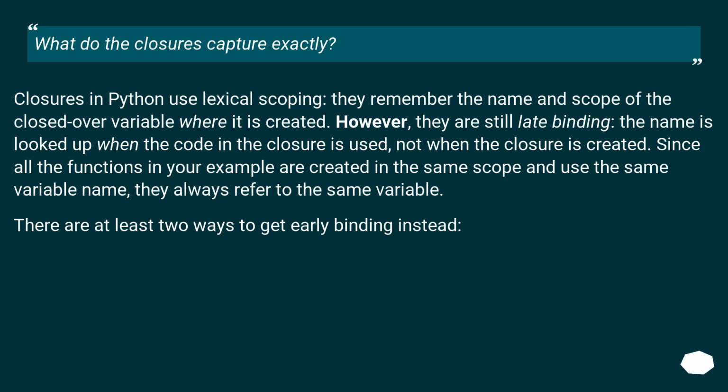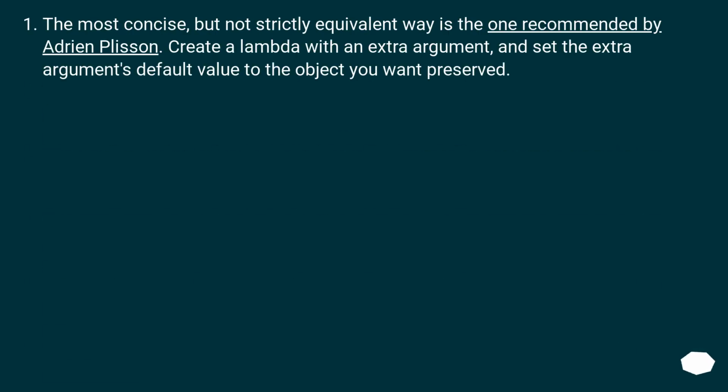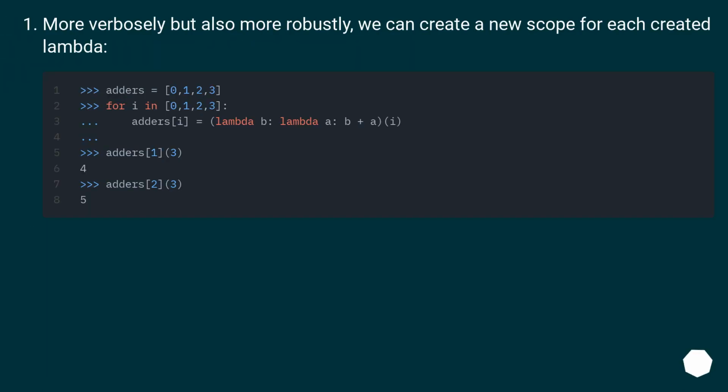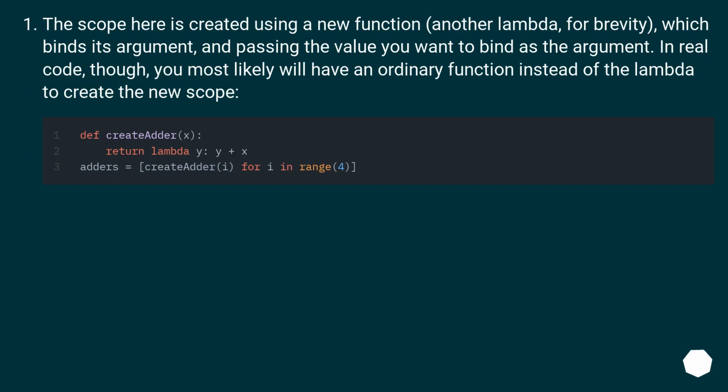There are at least 2 ways to get early binding instead. The most concise, but not strictly equivalent way is the one recommended by Adrian Plisson. Create a lambda with an extra argument, and set the extra argument's default value to the object you want preserved. More verbosely but also more robustly, we can create a new scope for each created lambda. The scope here is created using a new function, another lambda, for brevity, which binds its argument, and passing the value you want to bind as the argument. In real code, though, you most likely will have an ordinary function instead of the lambda to create the new scope.